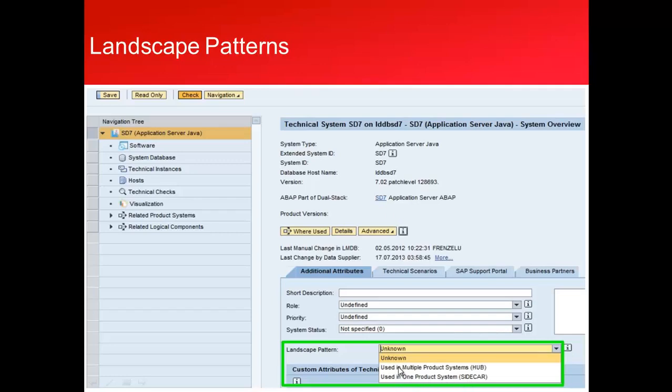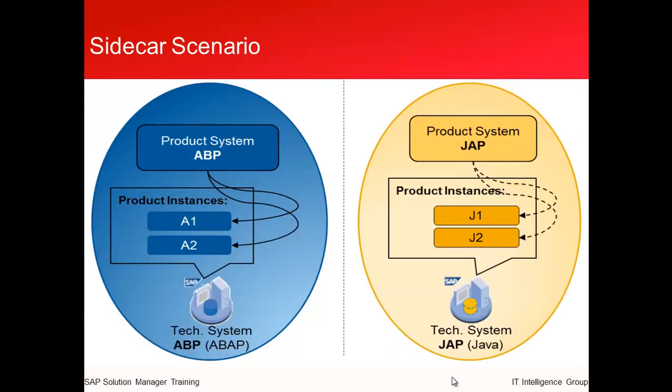If the technical system is used in multiple product systems, you call it a hub system. The assignment of landscape pattern is especially required for technical systems of type AS Java that are assigned to one or more product systems, in which ABAP technical systems are also assigned. In this example, you can see that this is a Java system where the extended ID is SD7. We are defining this as a sidecar that is used in one product system.